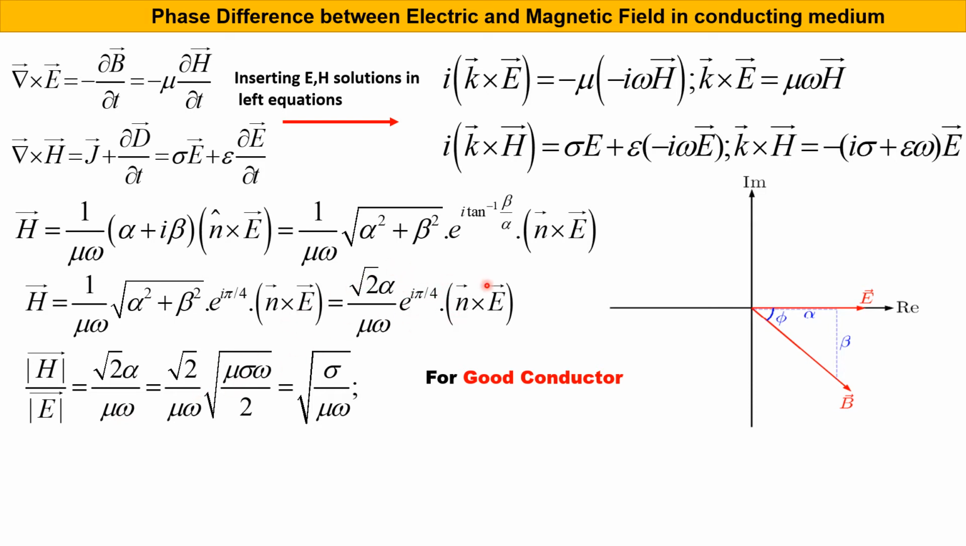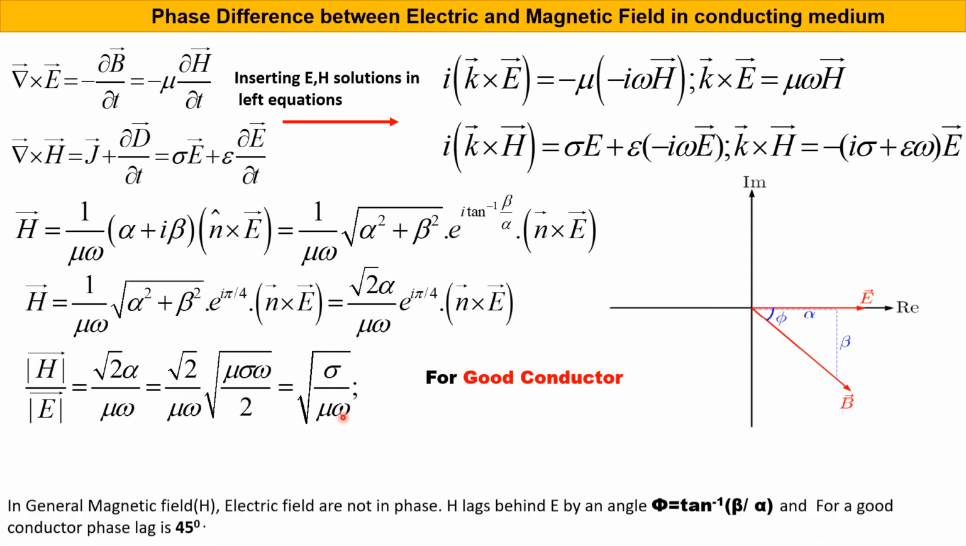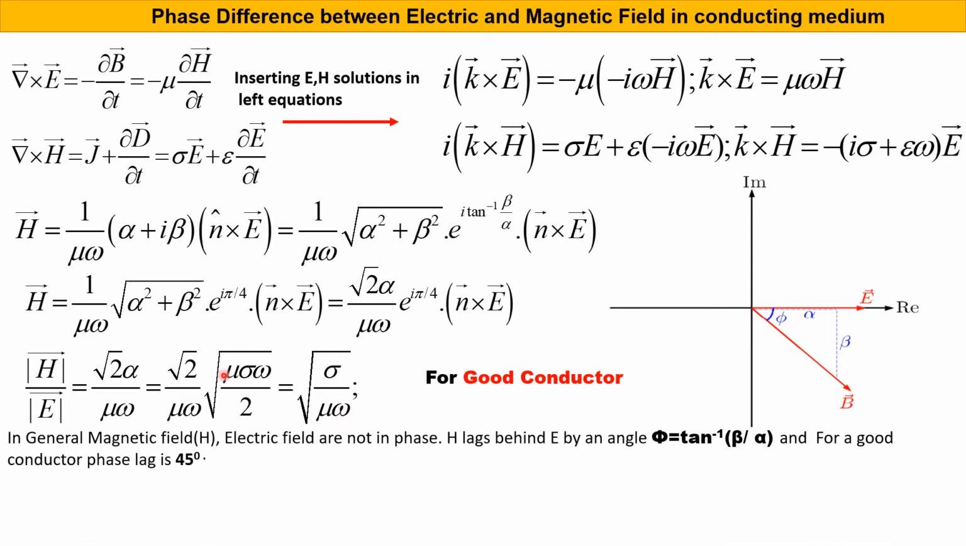So this term will be 1, and the magnitude term, if you replace the value of alpha for a good conductor that I have shown, comes out proportional to the root of the conductivity, and inversely proportional to the frequency and the permeability mu. So in general, magnetic field and electric field are not in phase, but mind, for a non-conducting medium, electric and magnetic field are in phase.